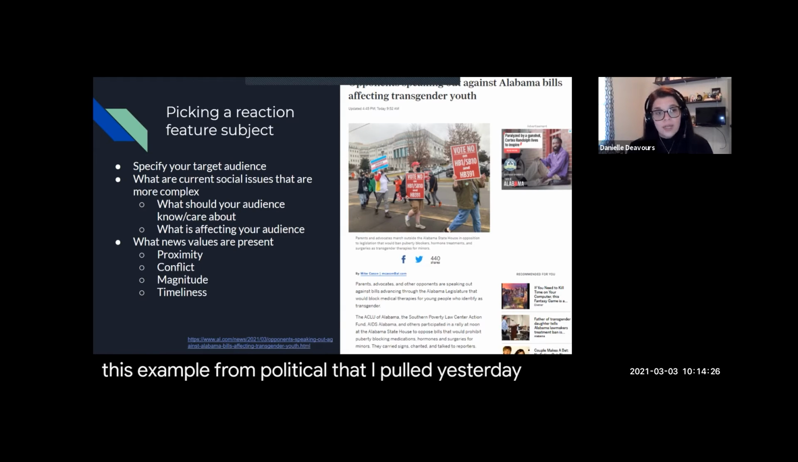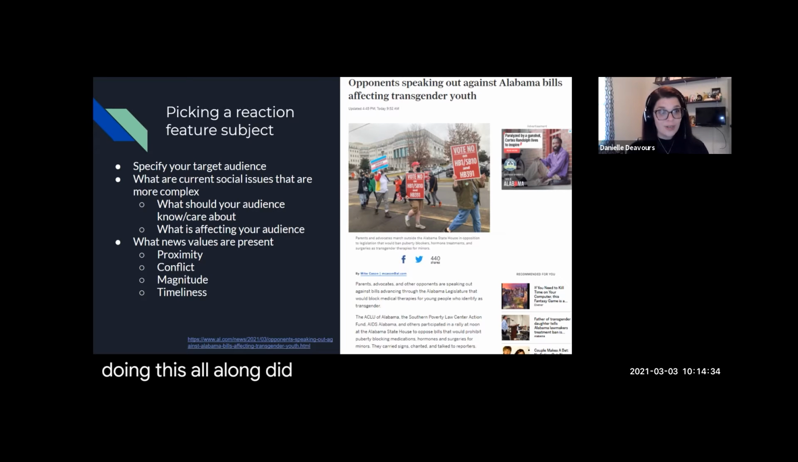In order to find a reaction story, we have been really doing this all along, right? With our newsroom huddles. You did it this morning in your newsroom huddle. You took a piece of current events news, something going on, whether it's in your local community, nationally, or internationally, and then you break it down and see how it impacts different aspects of the audience.